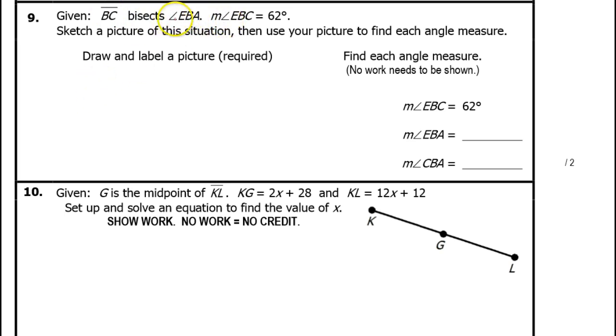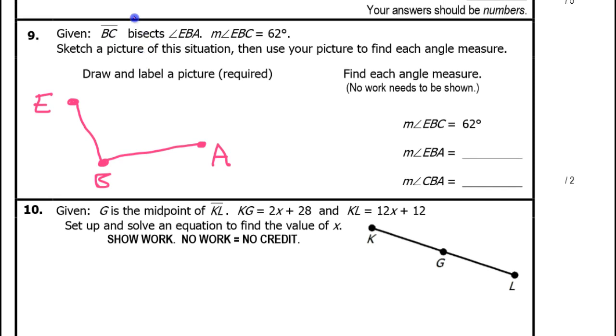Okay, so let's draw angle EBA. So here we go. Angle EBA might be something like this. All right, EBA. And then segment BC bisects. All right, bisects means to cut exactly in half. So segment BC has to go from B to C. So I'm going to put point C out here. So this would be segment BC.